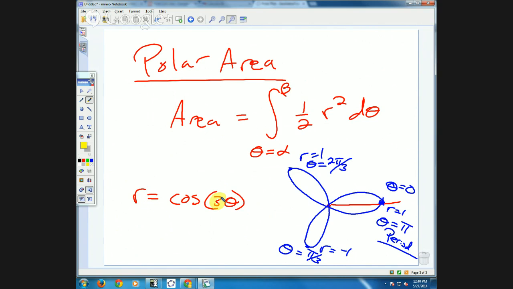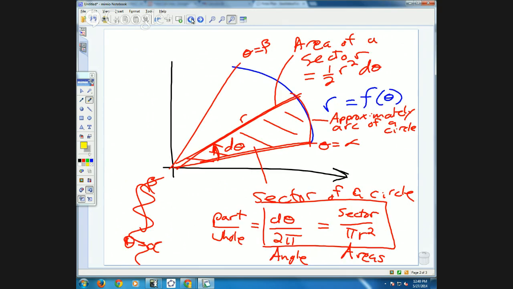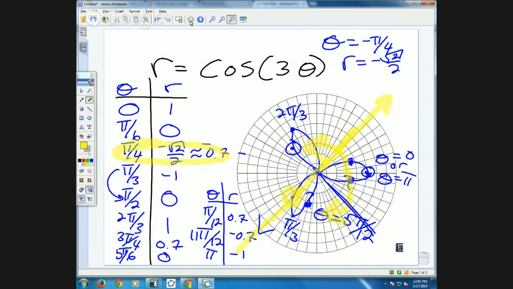All right, so let's see. Do you see some symmetry in this graph right here? So there are 3 identical petals. Now one problem is if I start with theta equals 0, I get half of a petal if I go to pi over 6. I don't quite get a full petal. If I wanted a full petal, I'd have to go from pi over 6 to, let's see, what was that next 0? Pi over 2.